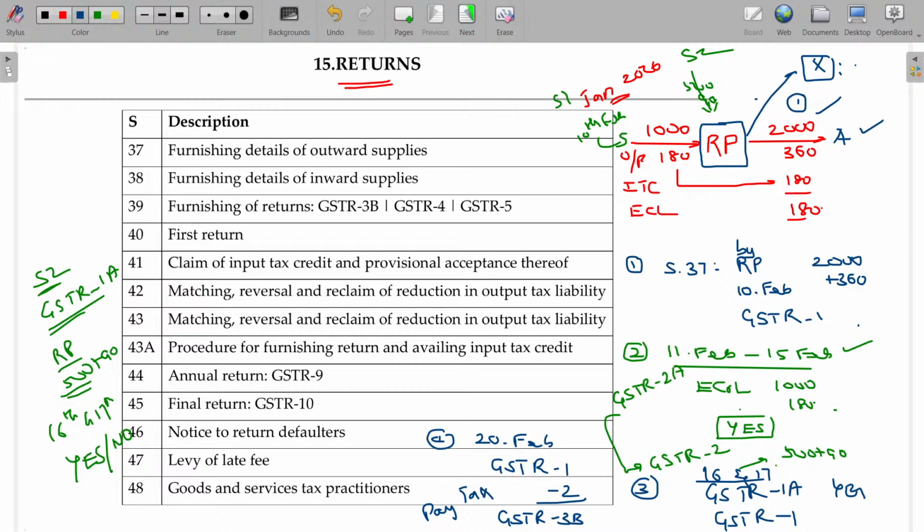Is that clear? Three predominant sections are going to be covered simultaneously. One is all about furnishing the details of outward supply. This is section 37.